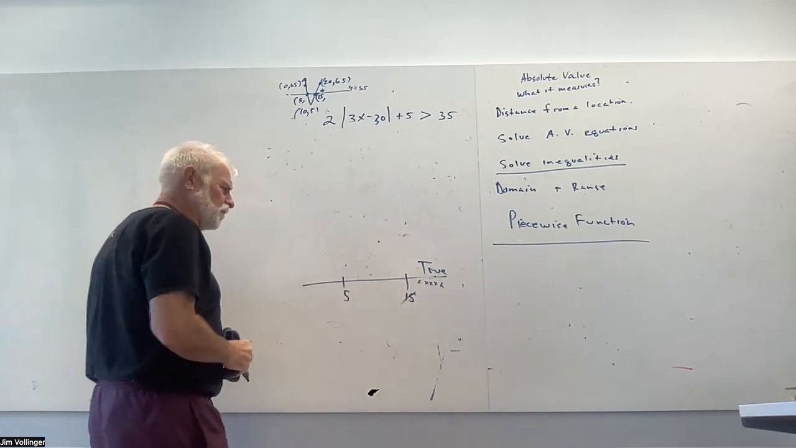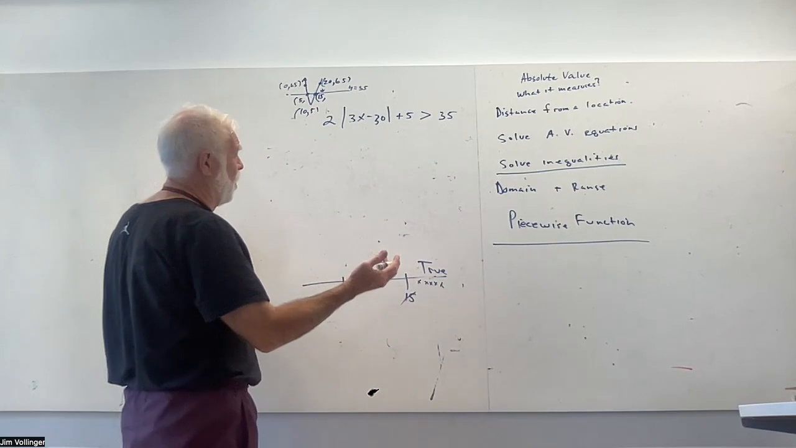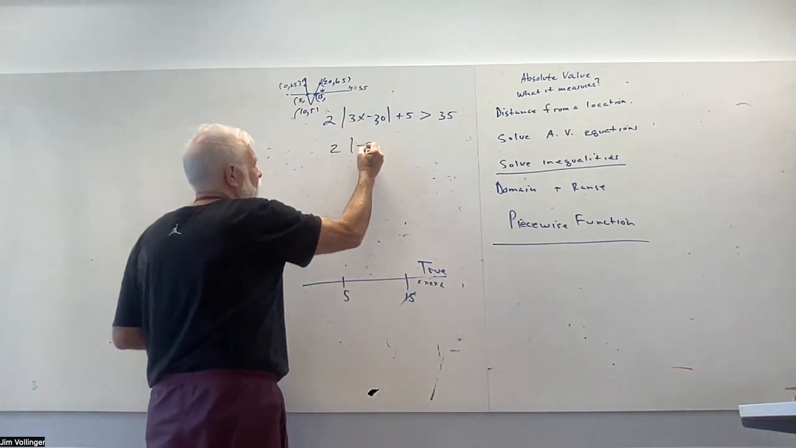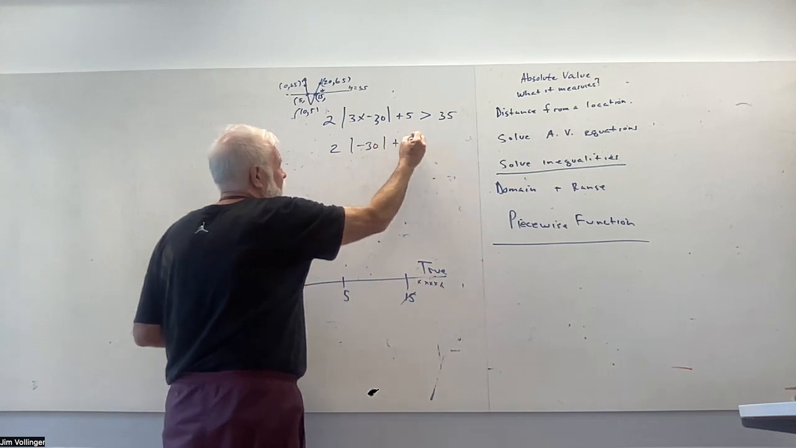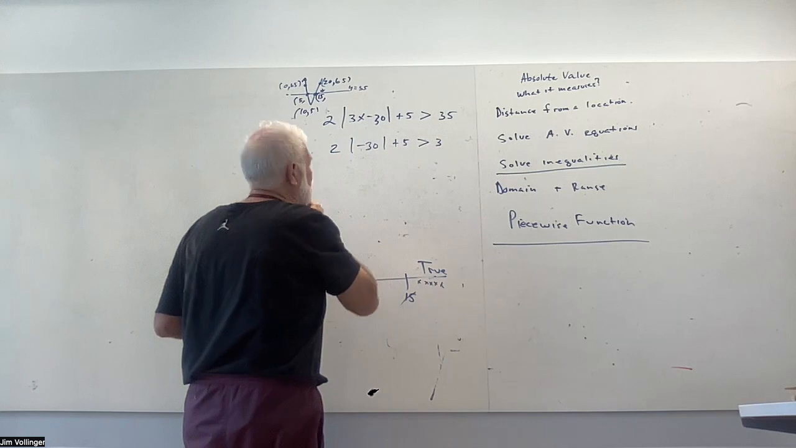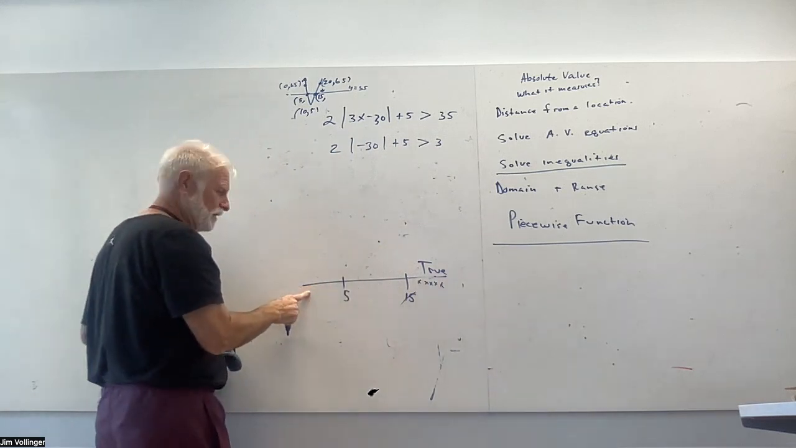So 15 doesn't work. How about numbers between 5 and 15, like 0? Okay, if we put a 0 in, we get 2 times the absolute value of -30 plus 5. Is that greater than 35? Oh, zero's over here. It's going to say, no, it's not.